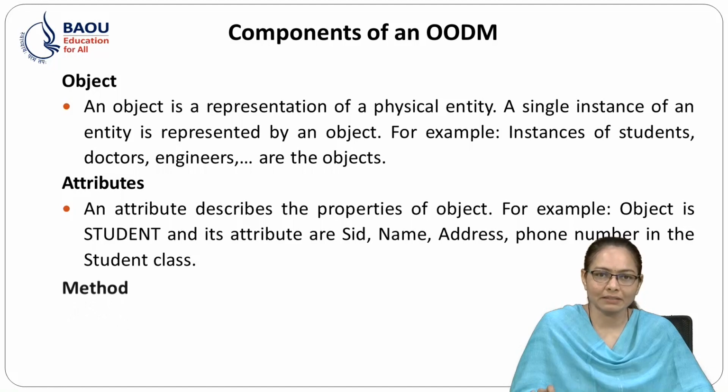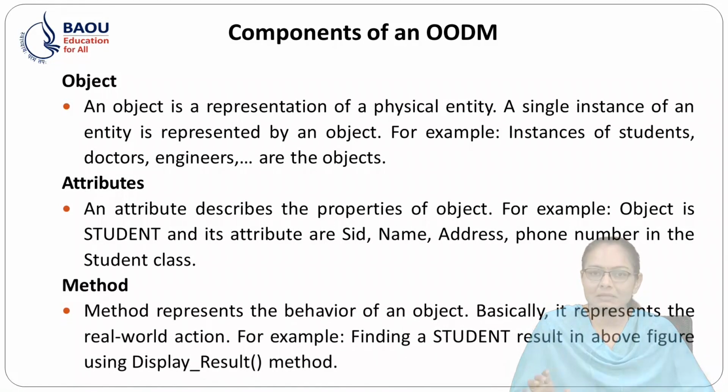Now what is a method? A method represents the behavior of the object. Basically it represents a real world action. For example, finding the result of the student. In the above figure, the display result method, and you can add a student using the insert method. It is also called a function.